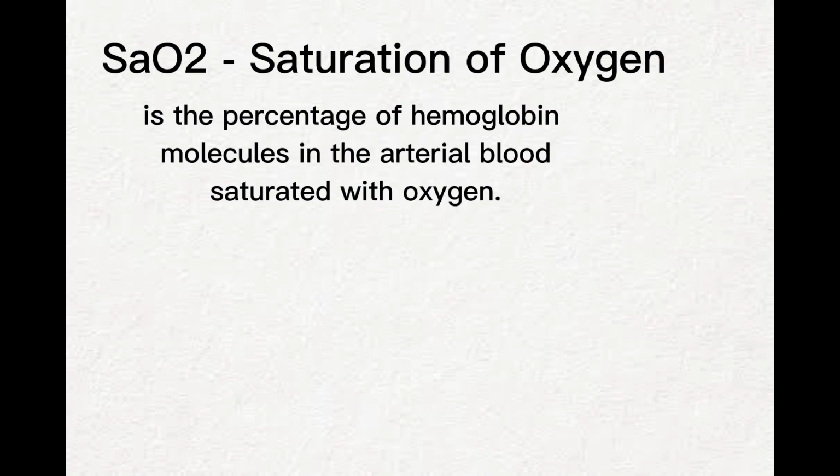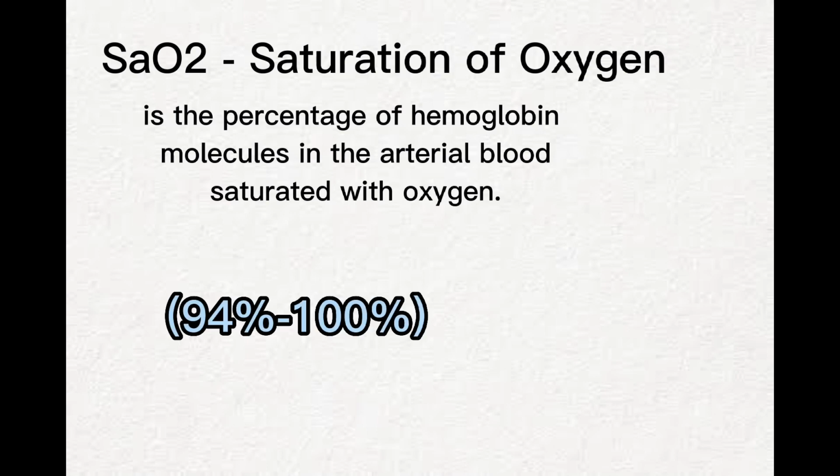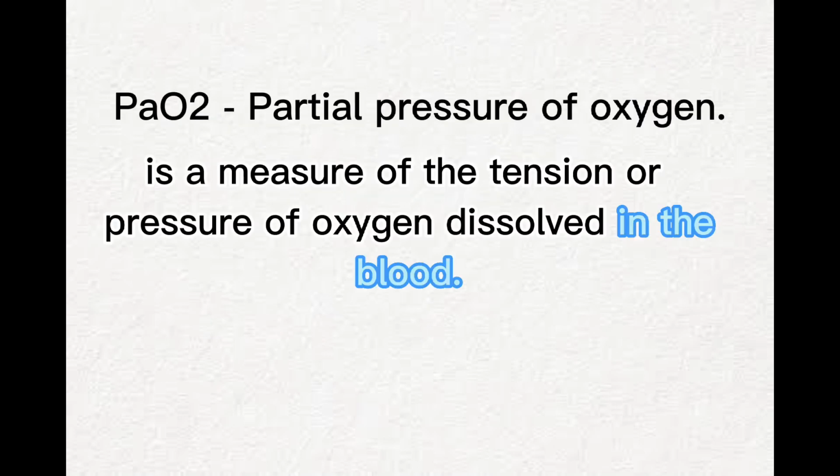Our SaO2, which is the saturation of oxygen, is defined as the percentage of hemoglobin molecules in the arterial blood saturated with oxygen. This is often described as the best method of measuring our oxygen saturation in the blood, and for a healthy human being, we're expecting from 94% to 100% of oxygen.